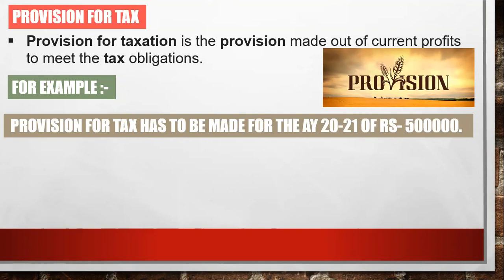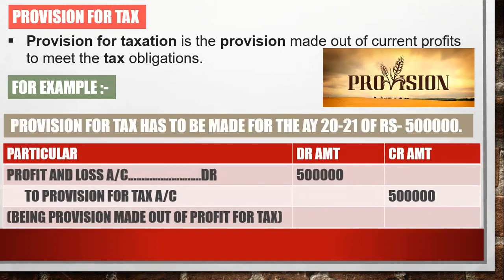Earlier, I told you that you have to make a provision out of your current profit. Profit is a nominal account, and the profit and loss account has a credit balance. Once you have to make a provision out of your current profit, you debit the profit and loss account and credit provision for tax, of rupees 5 lakh. Clear? We have already discussed this in the last lectures, hence I am revising it.